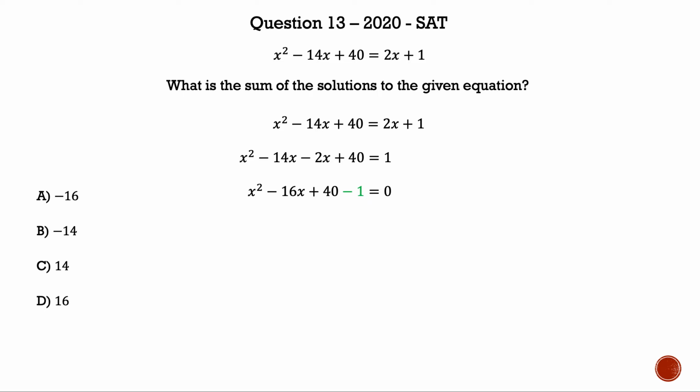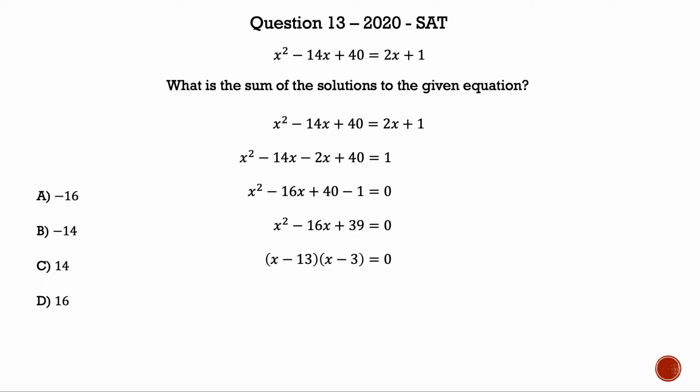Now, there are multiple ways to continue here. One of them is to use the quadratic formula, and another is to factor. Let's factor x squared minus 16x plus 39 as the quantity of x minus 13 times the quantity of x minus 3.